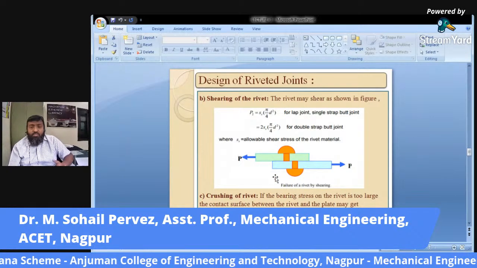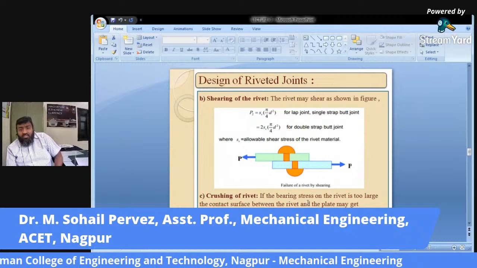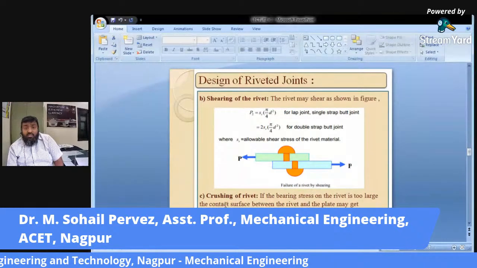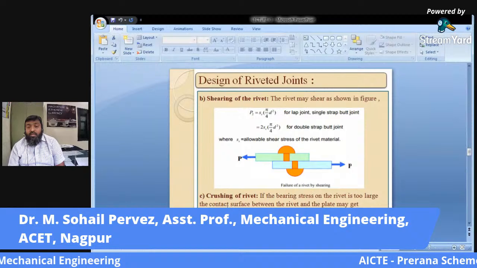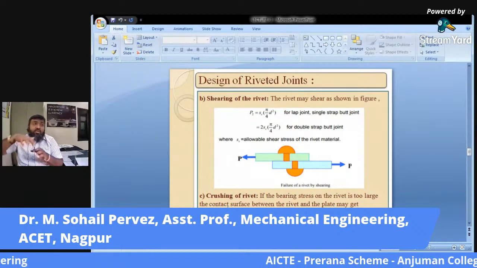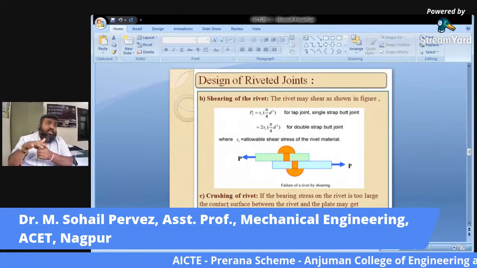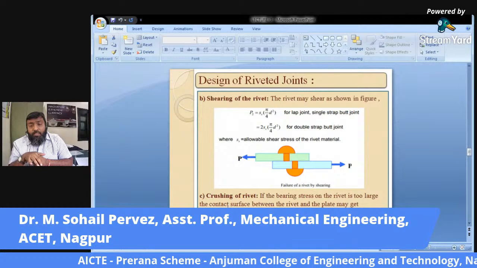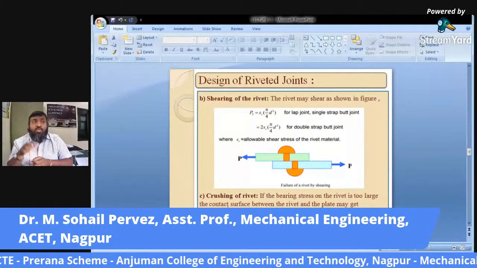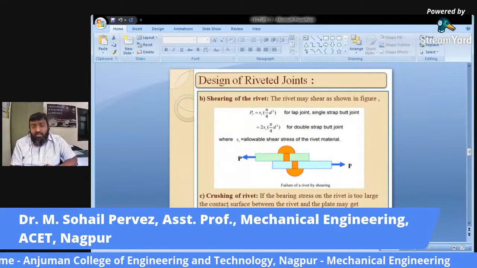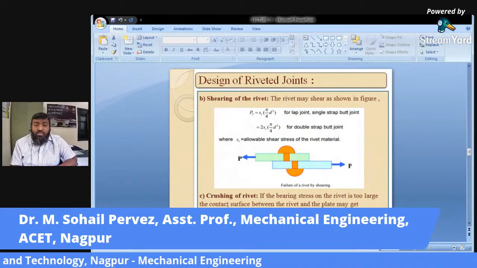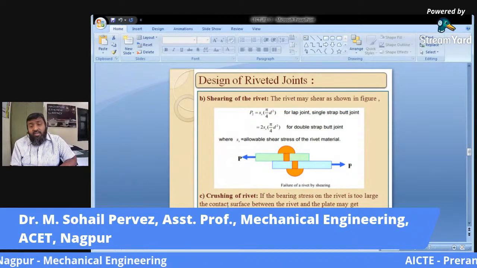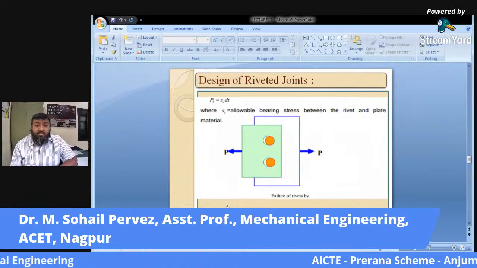So this is very simple as far as the shearings are concerned. The third type of failure which we generally consider is crushing. Now this crushing is nothing but the localized compression that occurs at this joint area, both on the rivet as well as on the plate. So if the bearing stress on the rivet is too large, the contact surface between the rivet and the plate may get damaged. Now please concentrate on this.